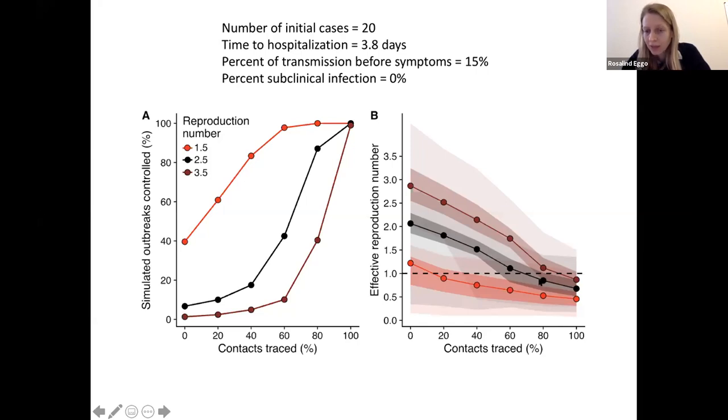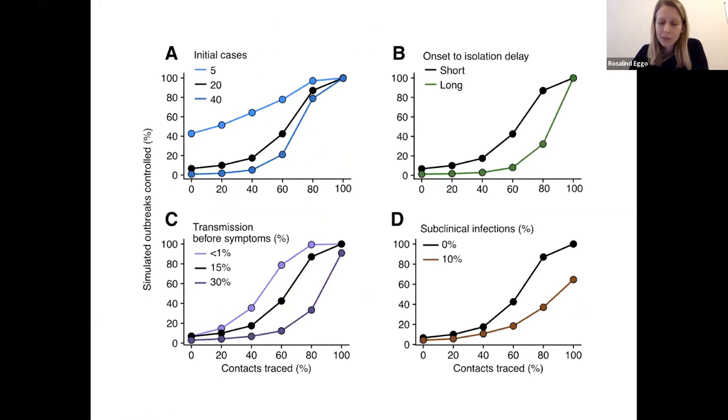And then following that line along, you can see that the effective reproduction number is pushed below one at around 80% of contacts traced. And when the effective reproduction number is below one, each infected person will infect on average less than one person, which means the epidemic will subside. Okay, so that's our baseline scenario.